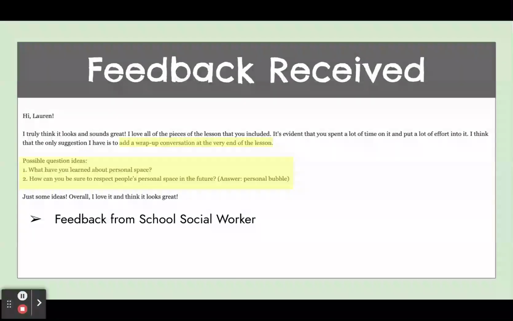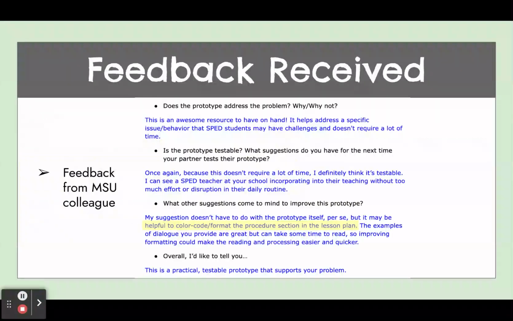In this email, a screenshot of the email that she sent me, she sent some example questions to be asked in this discussion. And this is the feedback that I received from my MSU colleague.